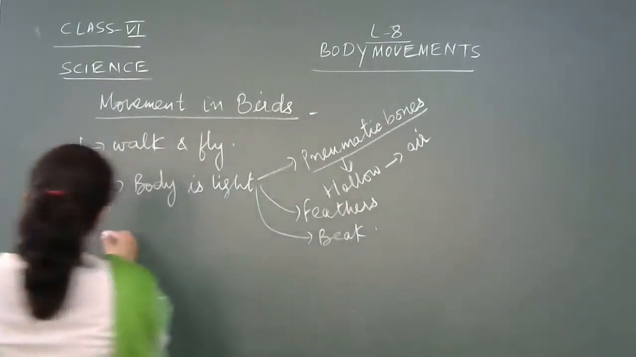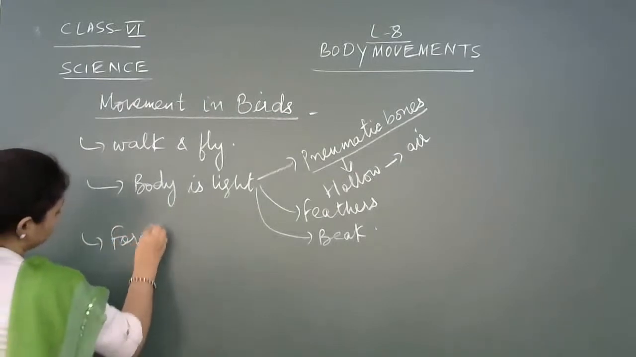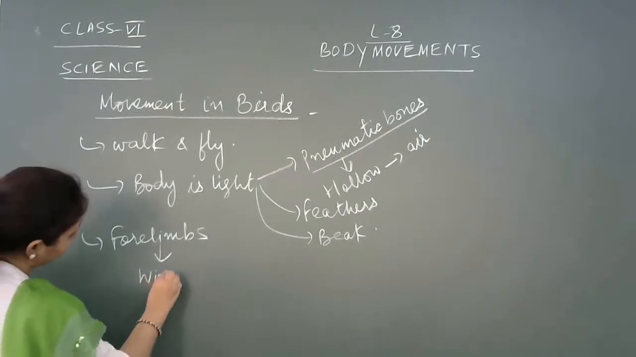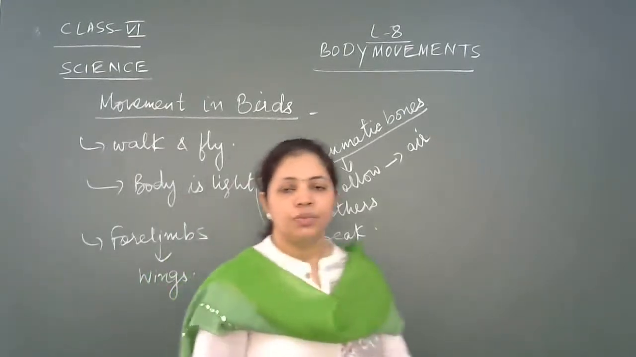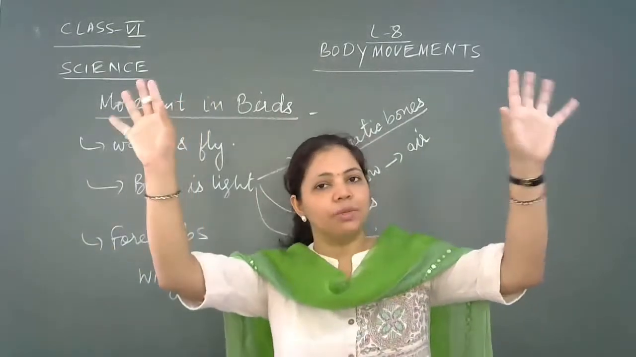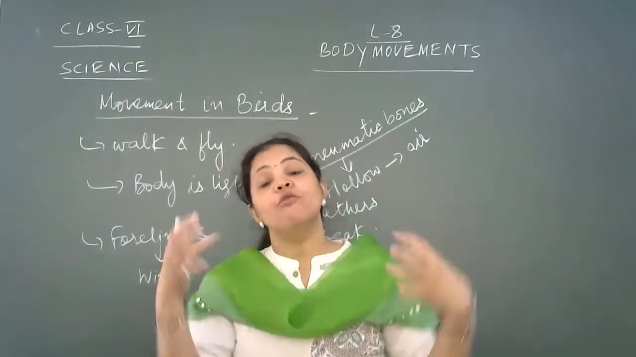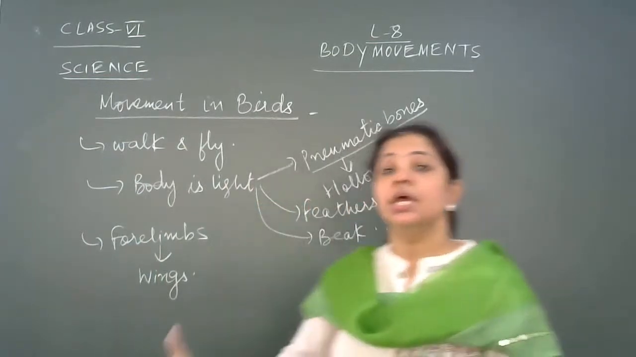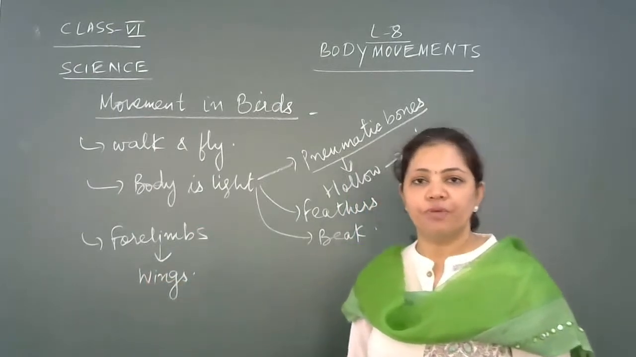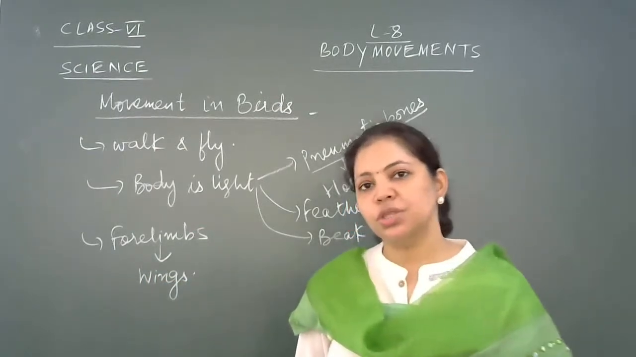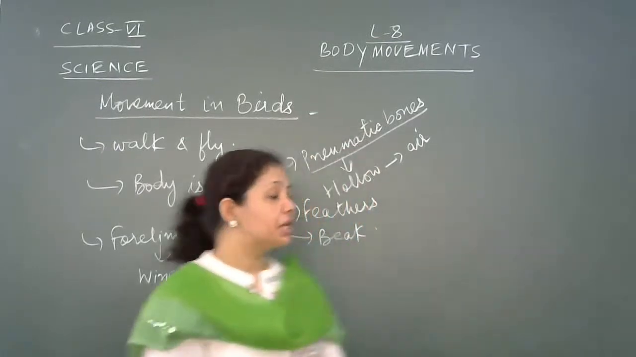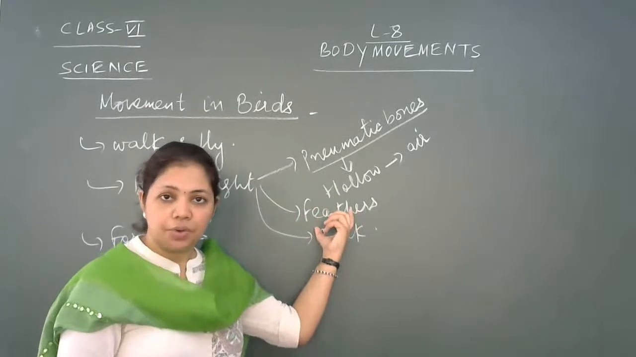Another thing is that the forelimbs of birds are modified into wings. Forelimbs means, in our body, forelimbs are our hands. In the case of birds, the forelimbs are modified in the form of wings. So the wings in a bird's body are their forelimbs. They are present in the form of wings, and the wings remain covered with feathers, right?